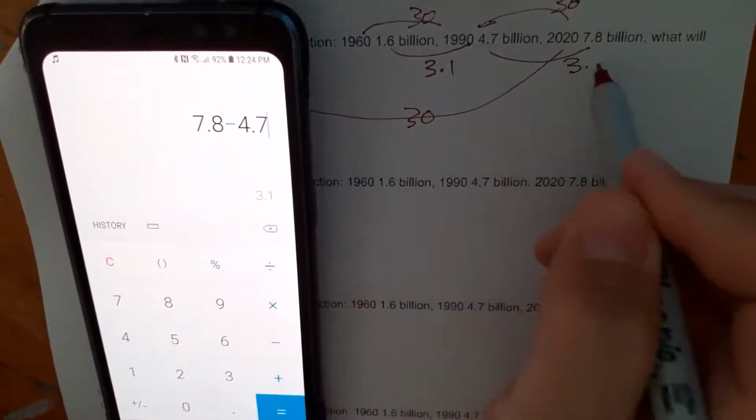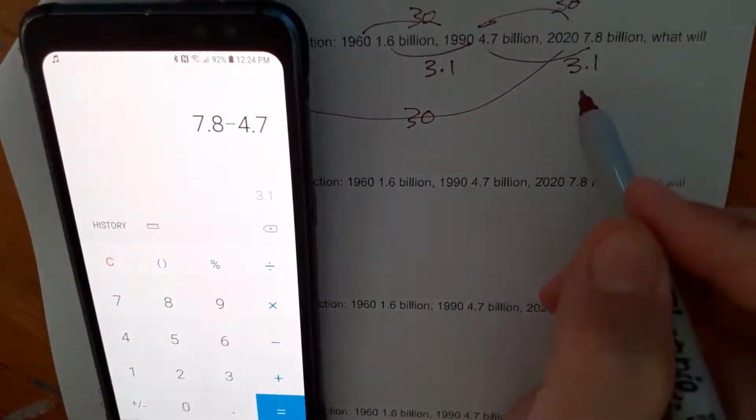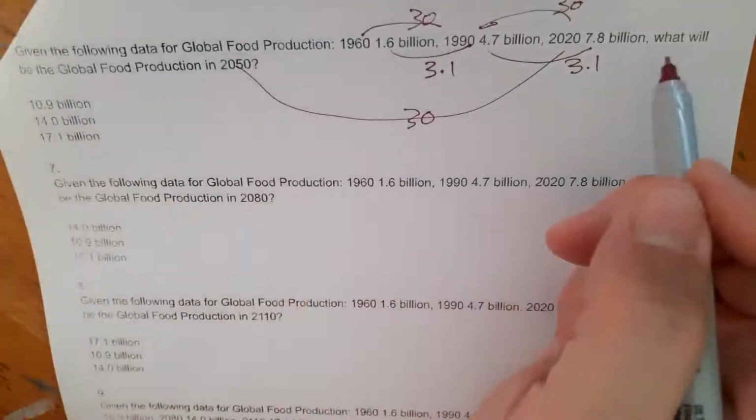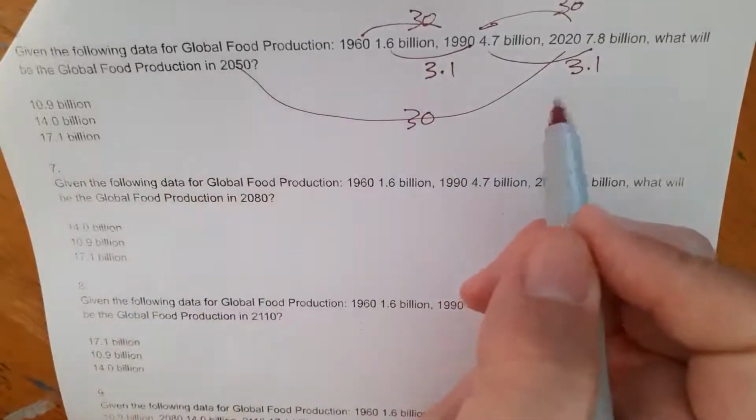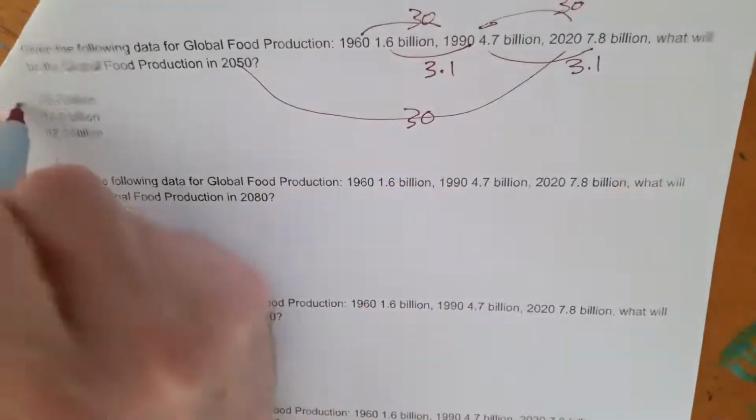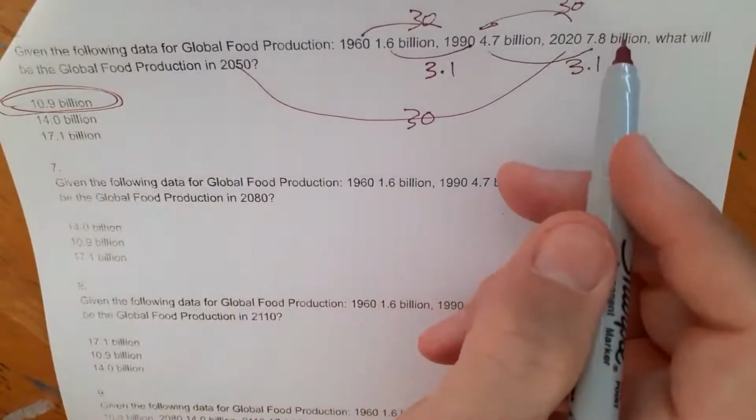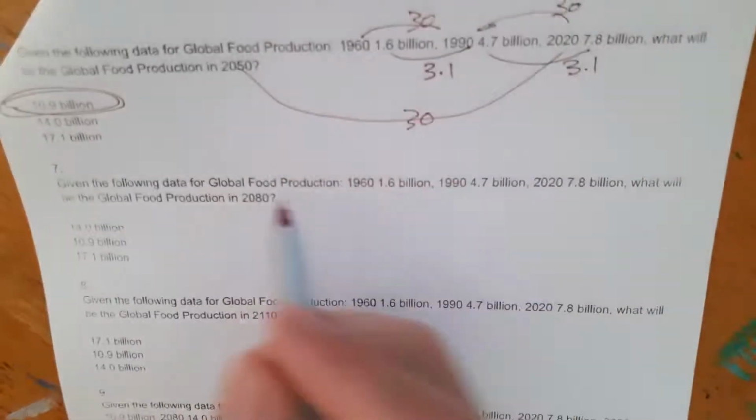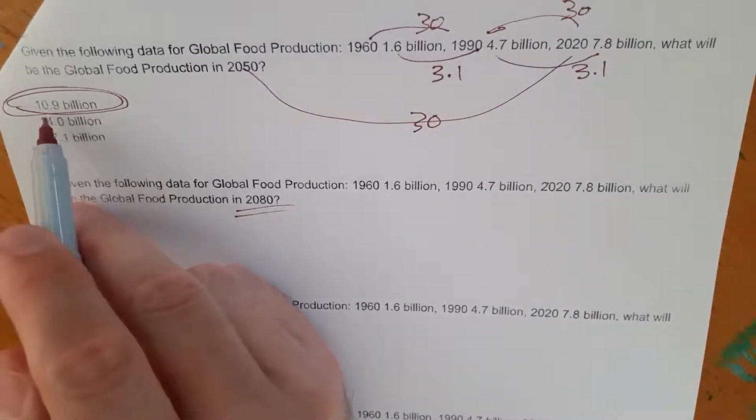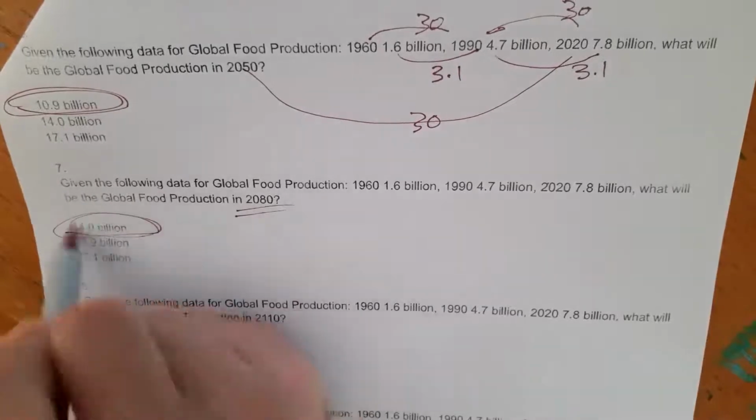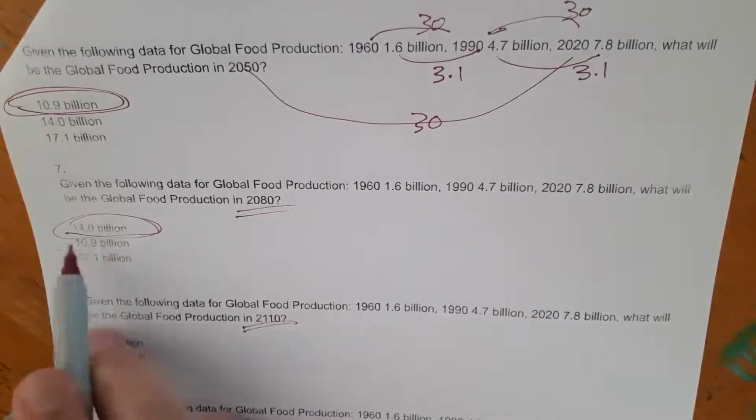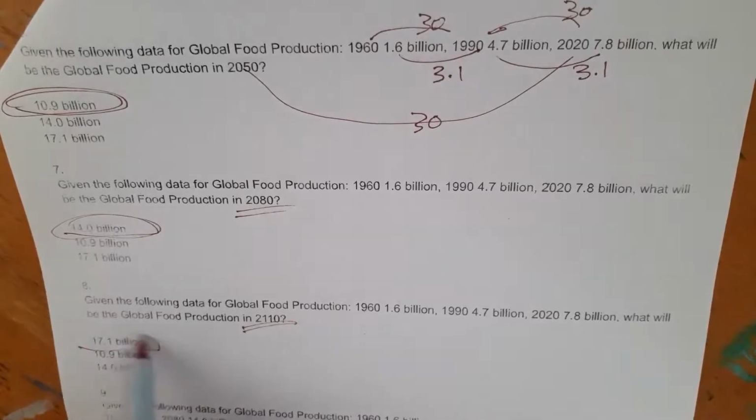Again, it looks like we're adding 3.1 billion in food production every 30 years. So what will the food be in 2050? We went from 7.8, add 3.1 to it, we get 10.9. So 10.9 billion will be our ability to produce food in 2050. Now they're going to 2080, so add another 3.1 to it, so 14.0. Now we're going to 2110: 14 plus 3.1 is 17.1, right?